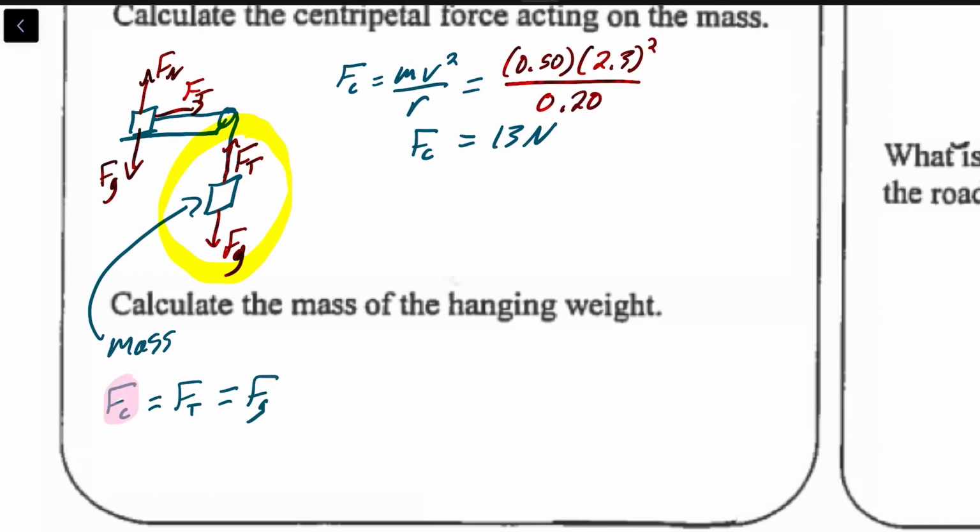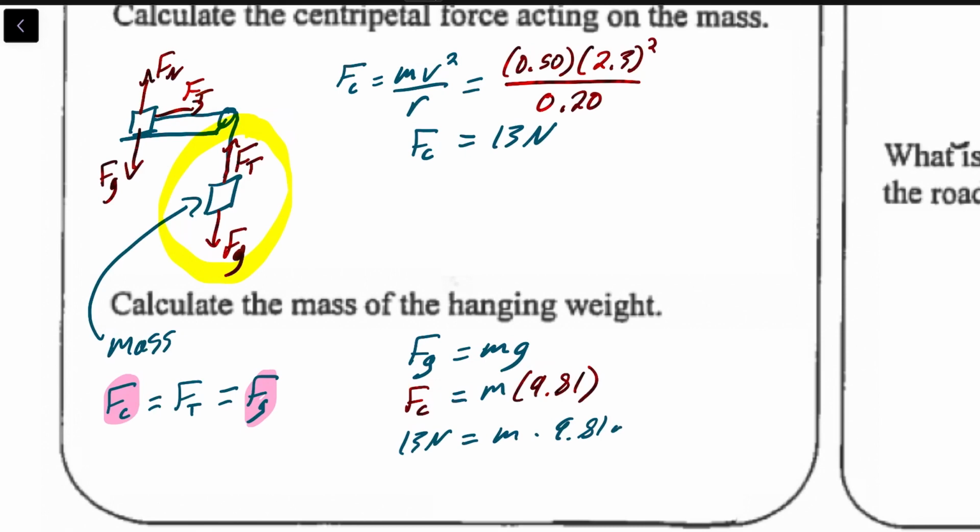So what we've determined here is that our centripetal force is equal to our force gravity, because they're both equal to the tension force. Therefore, because I know that force gravity is equal to mass times acceleration due to gravity, I can substitute centripetal force for gravitational force because they're equal to each other. If I'm looking for mass, I can substitute 9.81 for acceleration due to gravity there. So 13 newtons is equal to mass times 9.81 meters per second squared.